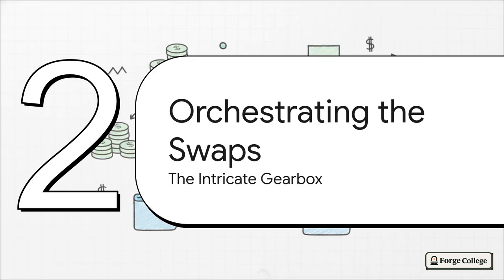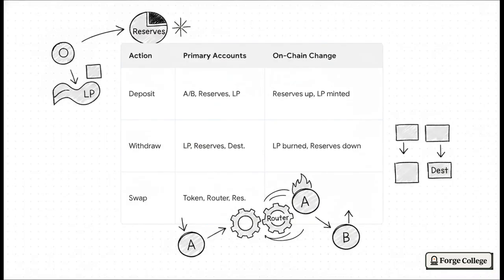Section 5. Orchestrating the swaps. The intricate gearbox. Let's move on and see how this builds our system. Now we engage that intricate gearbox. If we just swap wildly without adjusting our target liquidity, we suffer from massive slippage amplification.